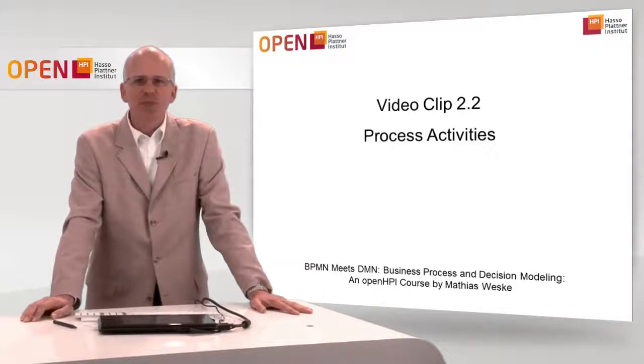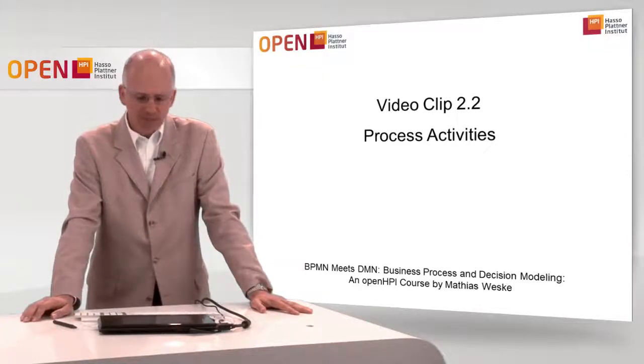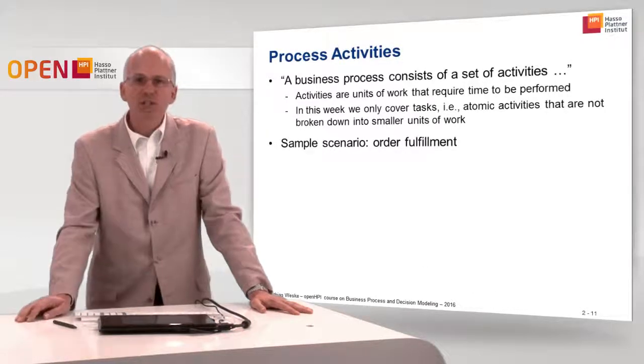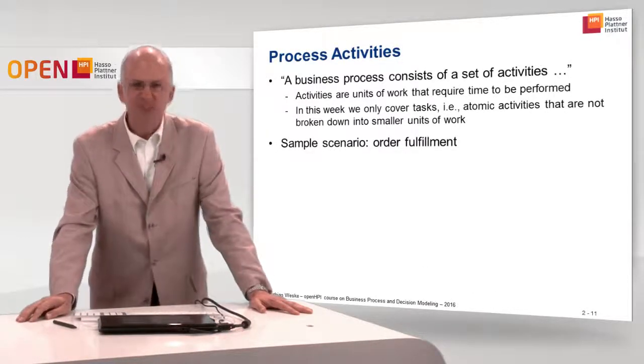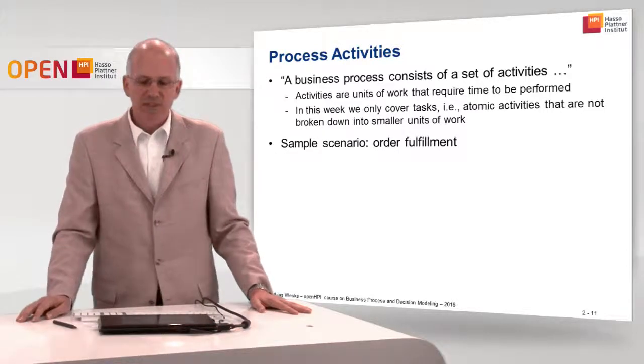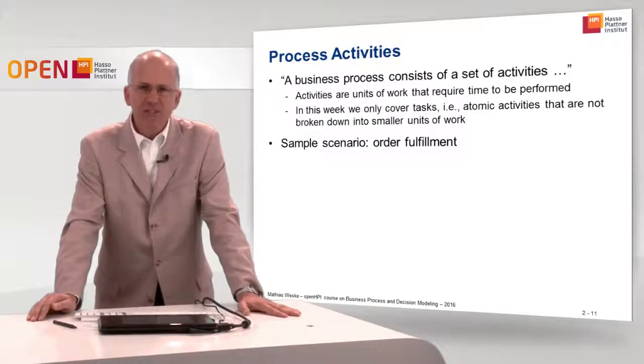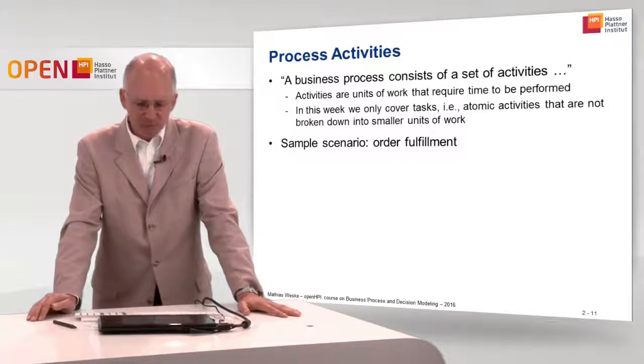Welcome to video clip 2.2, in which we discuss process activities. In the definition of a business process, we learned that a business process consists of a set of activities. So what is an activity? Activities are units of work that require time to be performed.